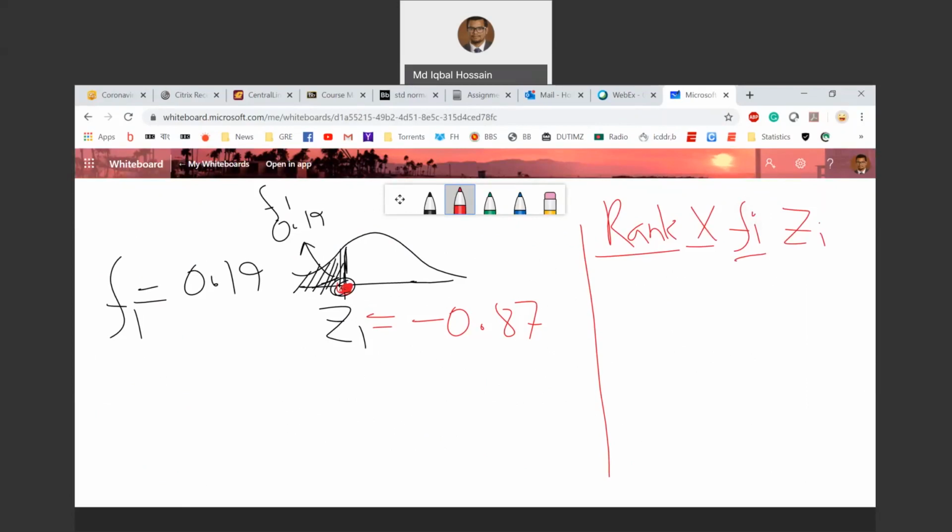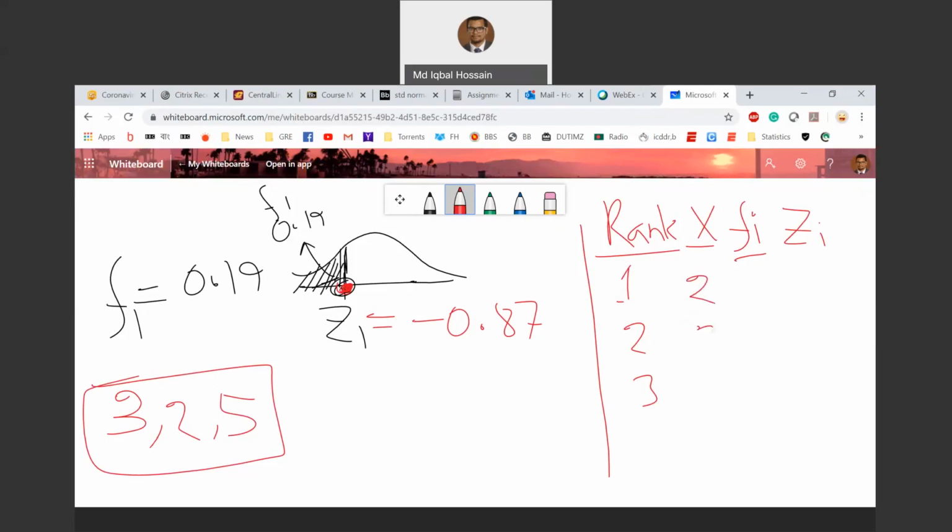Now rank 1, 2, 3. We are taking 3 because we had only 3 data values, which are 3, 2, and 5. So this is our data set. After ranking, the first data we have here is 2, the second is 3, and the last is 5. Then for the first data, we find F1 was 0.19, and Z1 for that is negative 0.87.